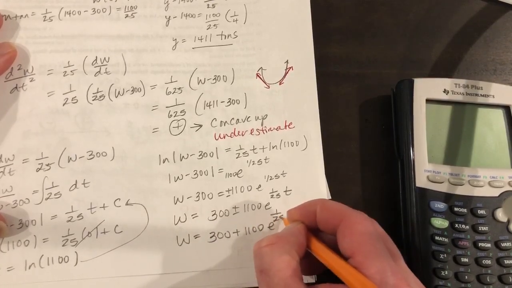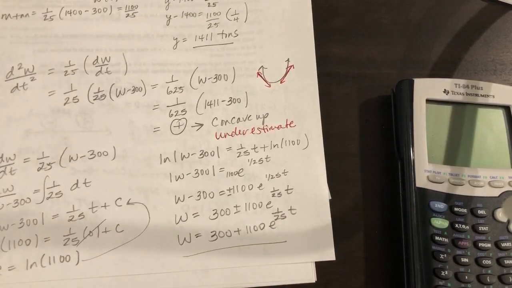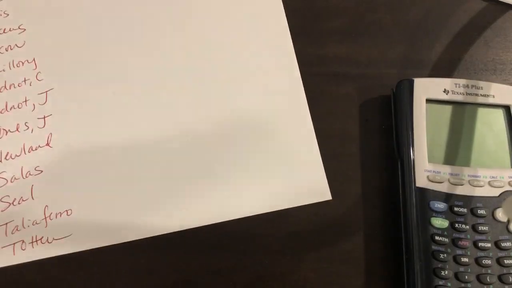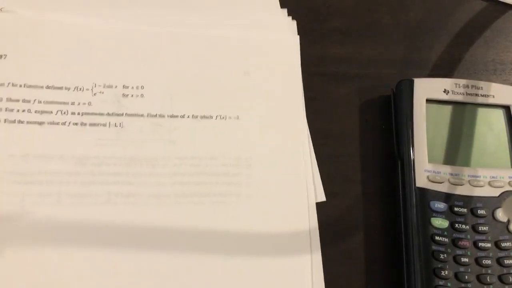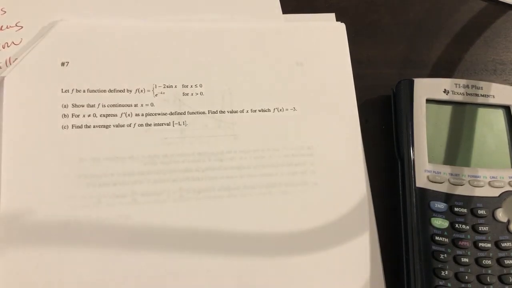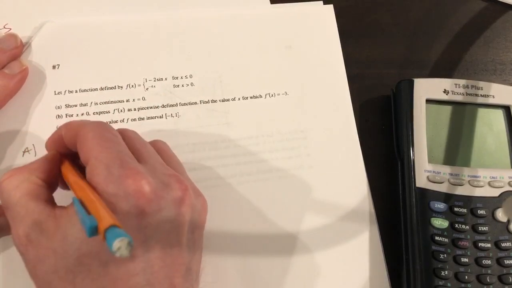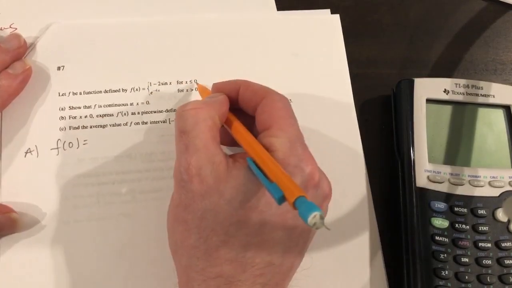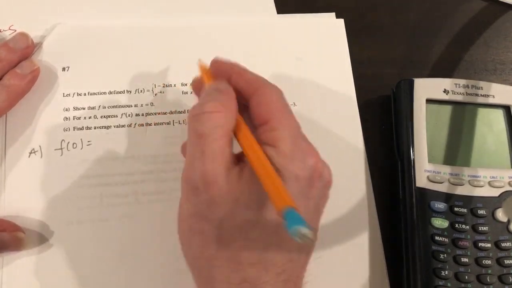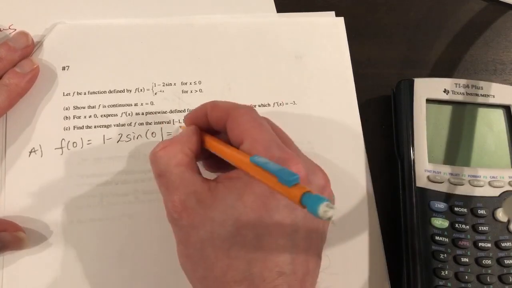I really hope they put one of these on your AP exam because we've done a lot of them. Okay, next question. I like this question because it deals with continuity. And this will be the last question that AB you got to do. Okay, so it says prove that it's continuous at x is equal to 0. So your 3 steps of continuity. F of 0 must exist. So F of 0 is equal to, in this branch, 1 minus 2 sine of 0. Sine of 0 is 0, so it's 1.